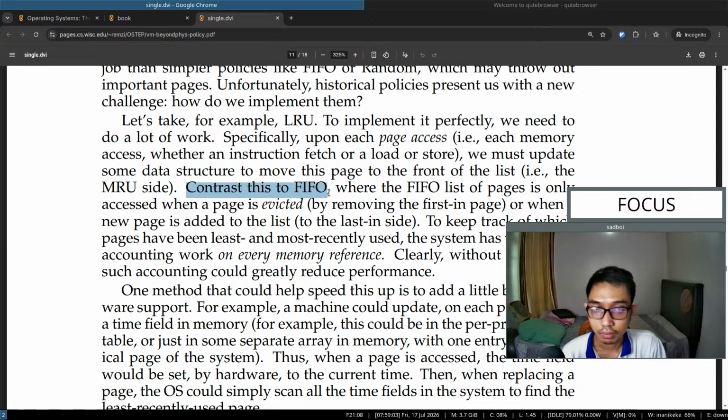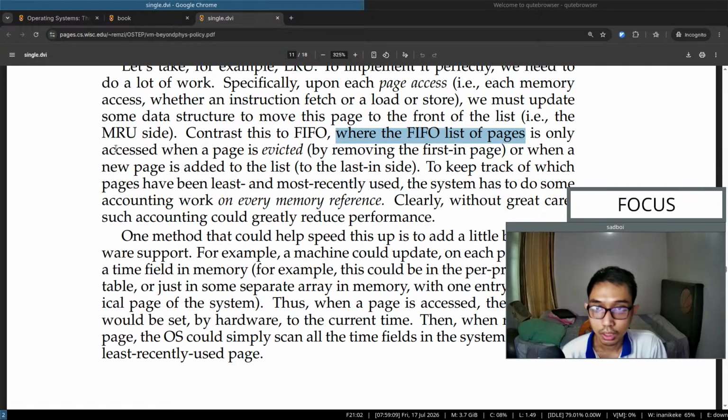Contrast this to first in, first out, where the first in, first out list of pages is only accessed when a page is evicted by removing the first-in page, or when a new page is added to the list, right? So in the first in, first out list of pages, we are only accessing the list when we are removing a page or adding a page to the last inside.